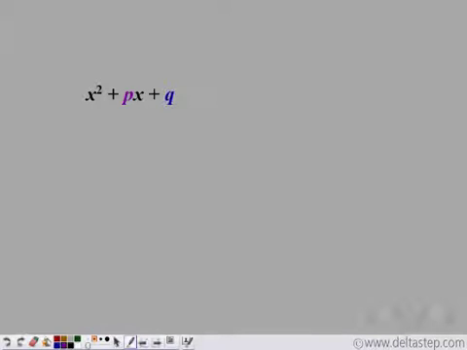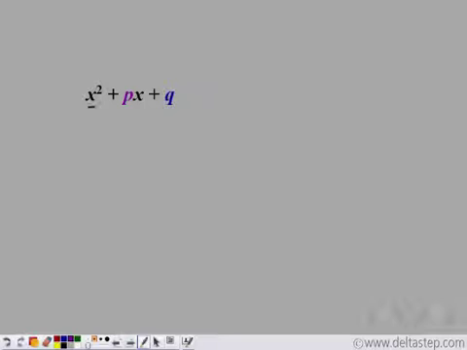We need to factorize this expression x square plus px plus q. Note that here p and q are constants, whereas x is a variable. Do you observe any common factor in all the three terms of the expression? No. There is no common factor in all the three terms of this expression. Also, since there are three terms, we cannot factorize it by grouping.